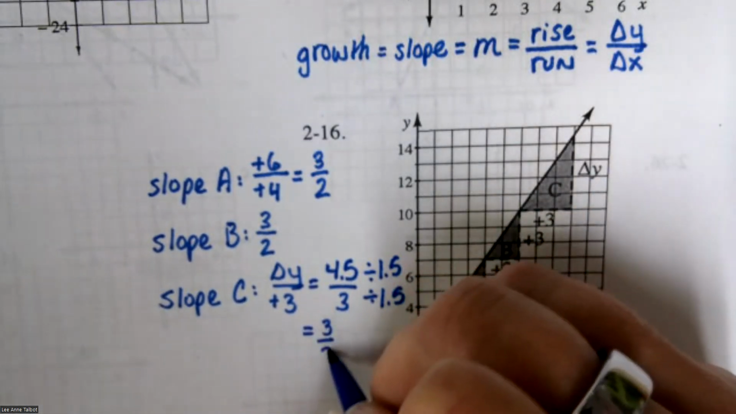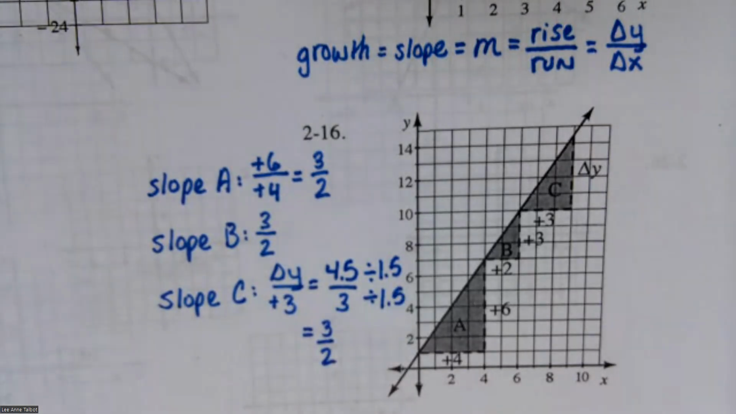you still get 3/2. Okay, the moral of the story here is it doesn't matter where you draw your slope triangle, you're going to get the same answer anytime. So you could draw it anywhere you like. I certainly wouldn't suggest drawing it in the middle of a half square like I did on this last one, but just saying, you'll get the same answer either time.